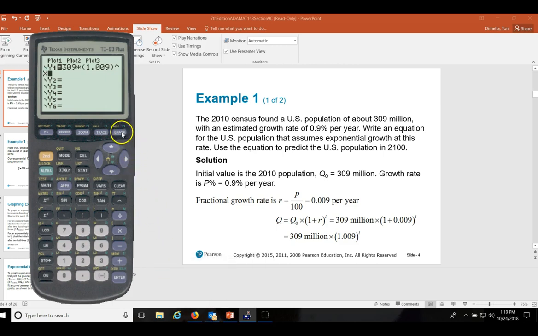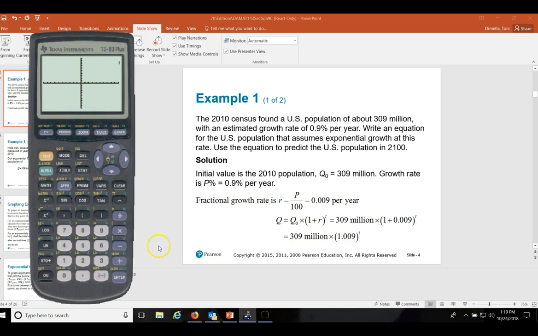Then what's going to happen is you're going to hit graph, and you're probably not going to see a whole lot because our numbers are pretty big. So what we'll need to do after this is done thinking about what it should look like is hit zoom. And I usually start with zoom fit. So I'm going to go down to zoom fit and hit enter.